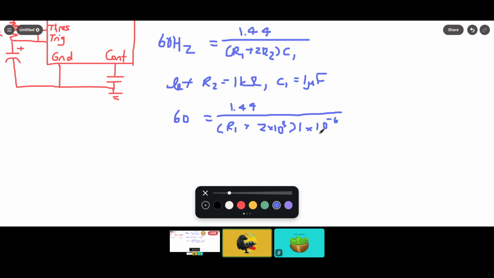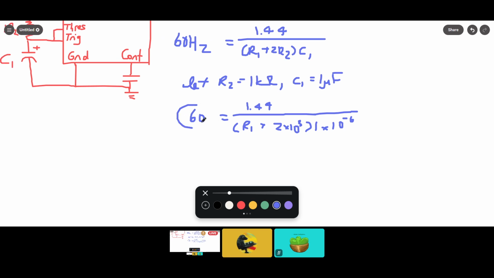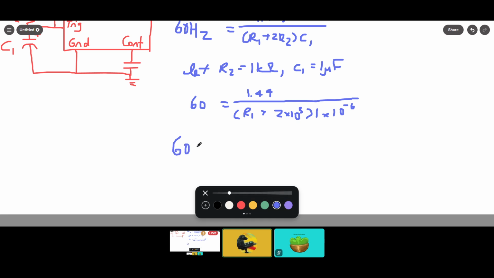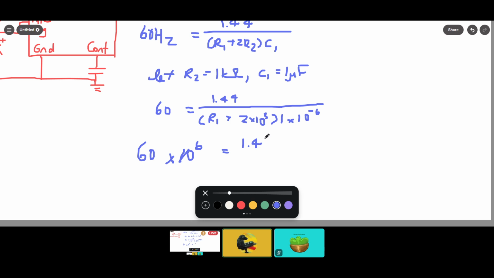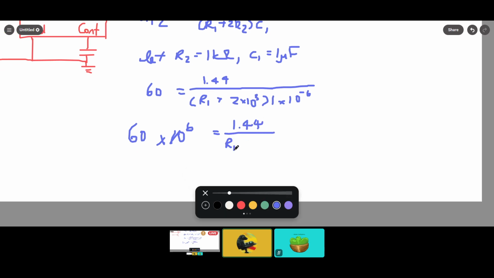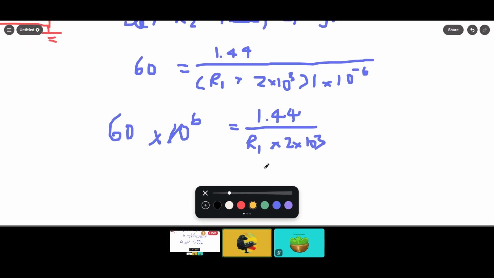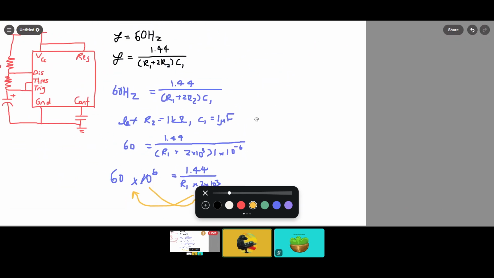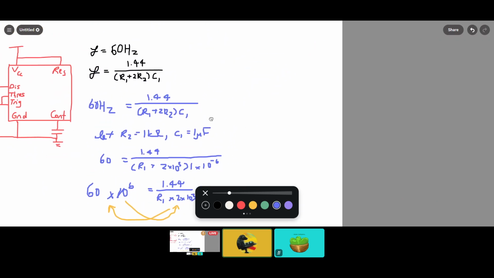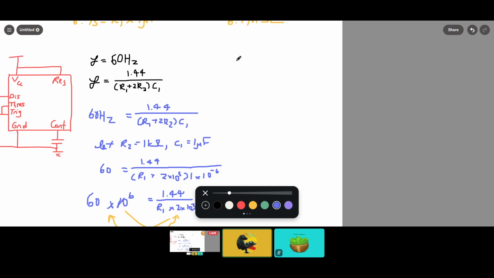I'm going to start by bringing over the microfarad one. So I'm going to divide this side to this side, and then we get 60 times 10 to the power minus 6 over this side. Then what we can do is swap places, because of an algebra rule. If you have something equal to a fraction, the denominator of the fraction and that something can swap places. It's just an algebra rule, or an algebra fact. So we bring this working over here.